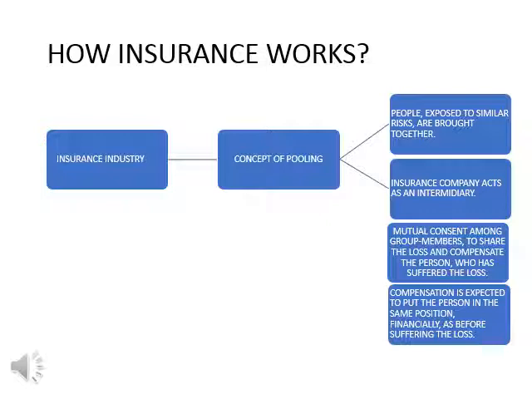So that means there are many societies that were functioning like this. Say in a society there are 100 members and one person has a loss. Naturally, the other people, out of social responsibility, will contribute. It is a mutual consent. The compensation is expected to put the person in the same financial position as before suffering the loss. This is basically how insurance works. It is based on social responsibility.